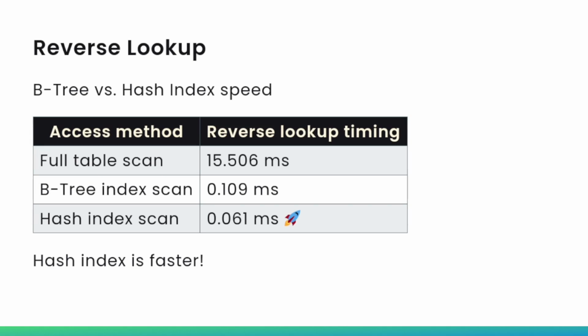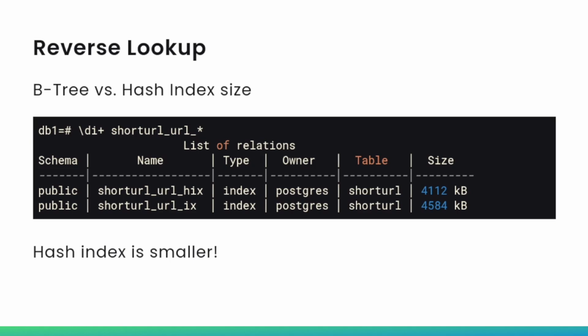But you know what? That's not all. Okay? Remember, the hash index was faster, but look at the size of the index. The B-tree index in this case was 4.5 megabytes, but the hash index was only 4.1 megabytes, okay? So the hash index is not only faster, it's also smaller in size, okay? That's magic.